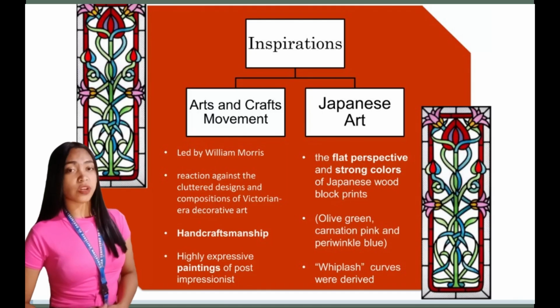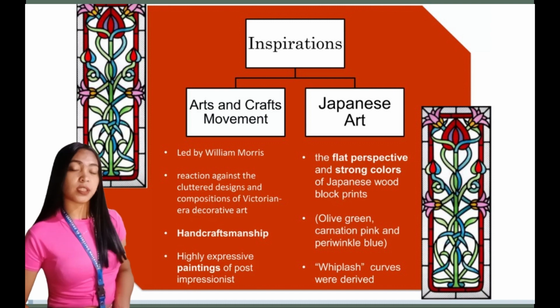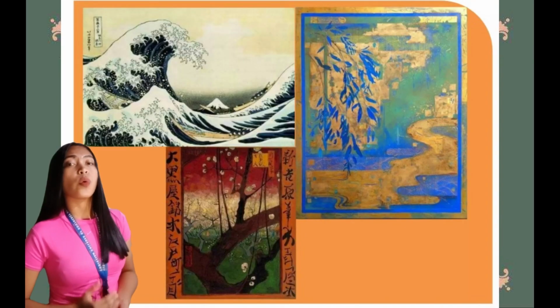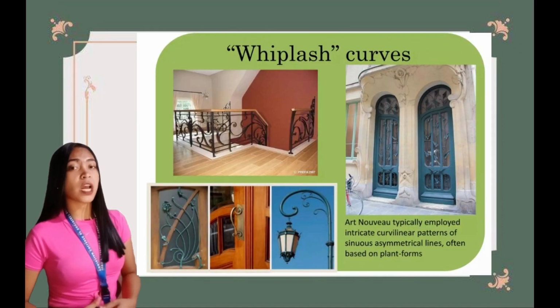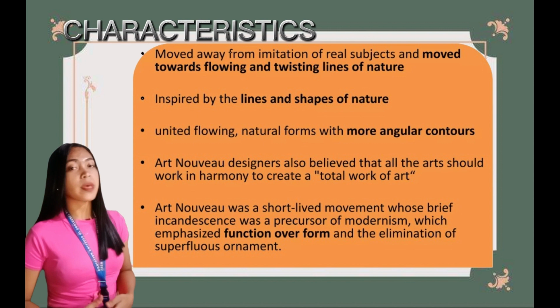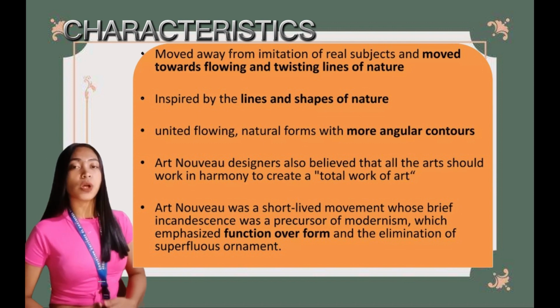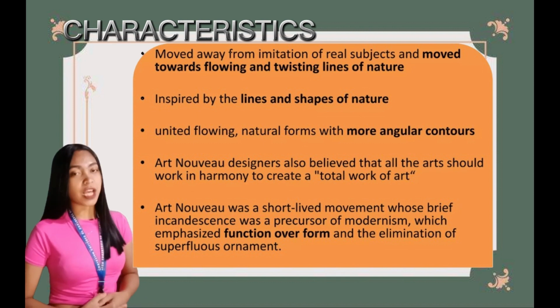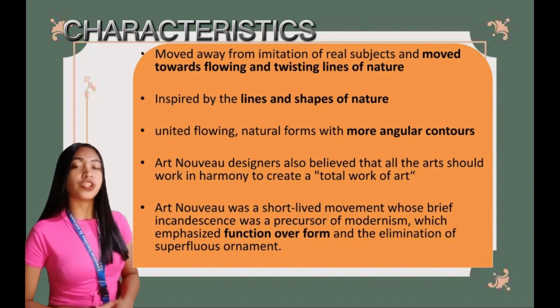Here are the inspirations for this type of art. First, the Arts and Crafts movement, and the other one, Japanese art and its designs. This also includes the whiplash curves, which typically employ intricate curvilinear patterns of sinuous symmetrical lines often based on plants. Alright, so in order for us to distinguish an Art Nouveau, here are some of the characteristics that characterize it. It moved away from imitation of real subjects and moved towards the flowing and twisting lines of nature. It is inspired by the lines and shapes of nature.